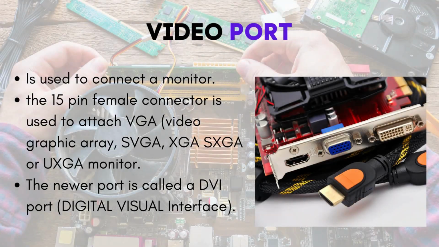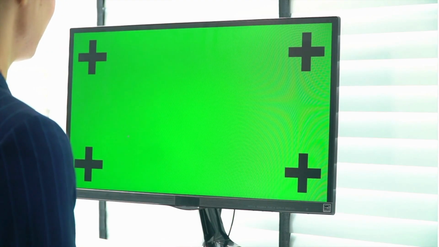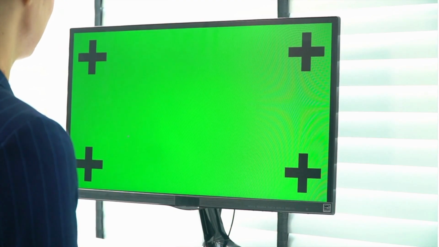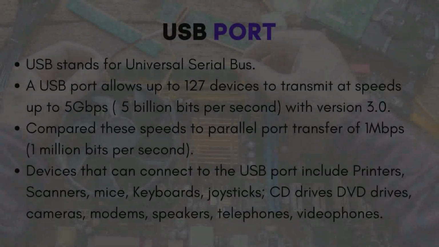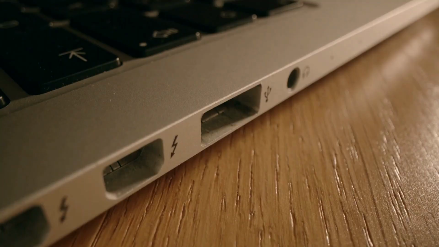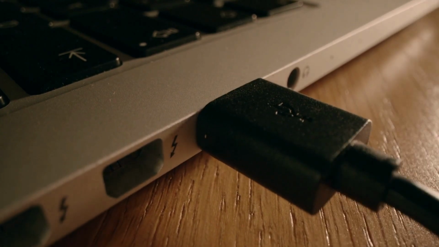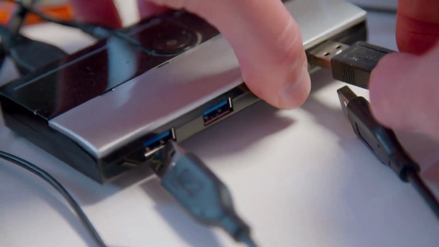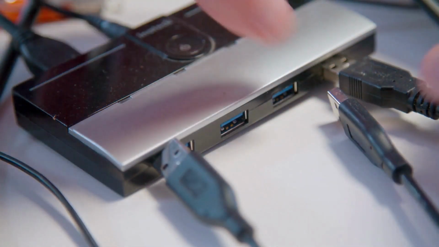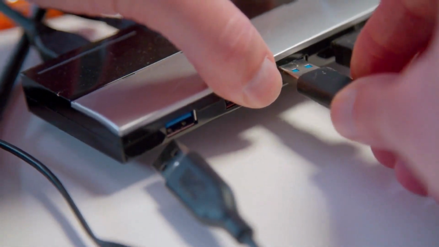A video port is used to connect a monitor. The 15-pin female connector is used to attach a VGA monitor. The newer port is called a digital visual interface port. USB stands for Universal Serial Bus. A USB port allows up to 127 devices to transmit at speeds up to 5 Gbps, 5 billion bits per second, with version 3.0. Compare these speeds to parallel port transfer of 1 Mbps, or 1 million bits per second.